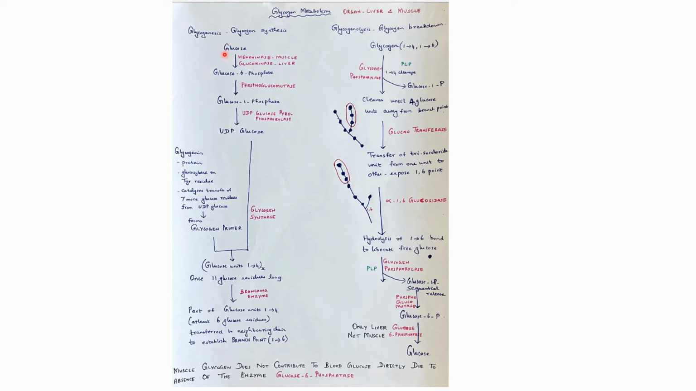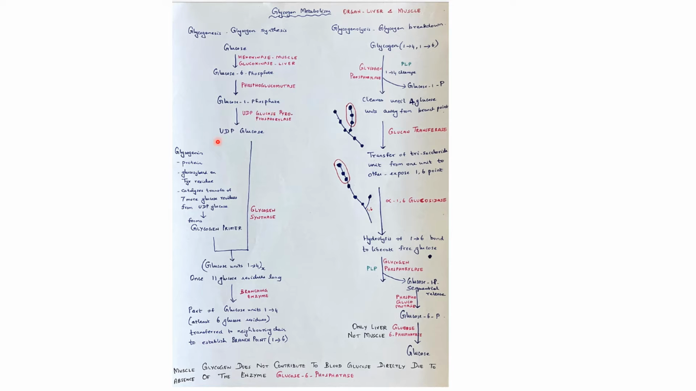So let us start with glycogen synthesis, or glycogenesis. Glucose is converted to glucose 6 phosphate. We need to trap glucose in the form of phosphate. The enzyme is hexokinase in muscle and glucokinase in liver. Now the glucose 6 phosphate will be converted by phosphoglucomutase to glucose 1 phosphate.